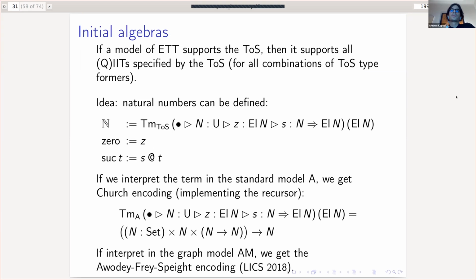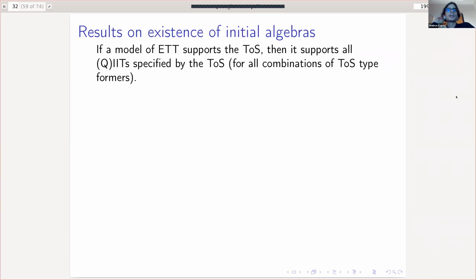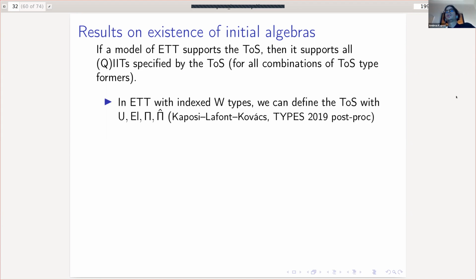So we have this result that if a model of ETT supports some particular theory of signatures, then it supports all QIITs. And we can use this result for different variants of the theory of signatures. So for example, the theory of signatures with only U, EL, pi, and pi hat, which is finitary IITs, so finitely inductive types, can be defined in extensional type theory with indexed W types. We don't need any quotients to define this theory of signatures because it only has neutral terms.